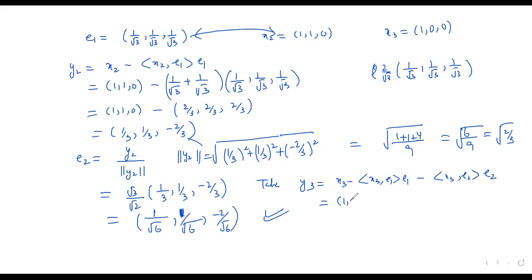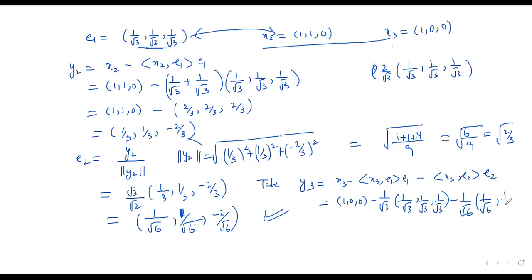तो इट इज 100 माइनस x3 e1, x3 into e1 होगा 1/√3 into E1. E1 क्या है? E1 है 1/√3 into 1/√3 into 1/√3 minus x3 inner product with E2. E2 कौन है? ये है. So it is 1/√6 into 1/√6 comma 1/√6 minus 2/√6. So that's easy. So it is basically 100 minus 1/3, 1/3, 1/3 minus 1/6, 1/6 minus 2/6.